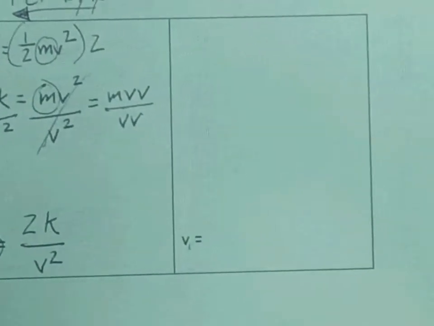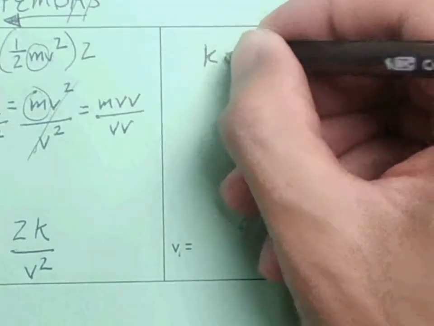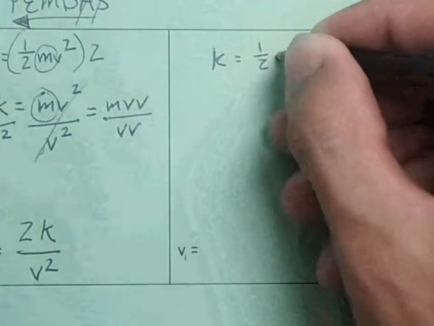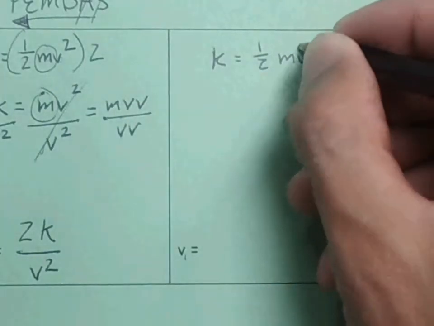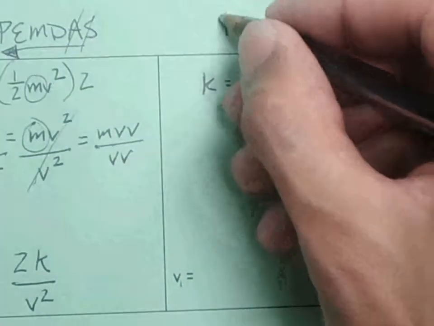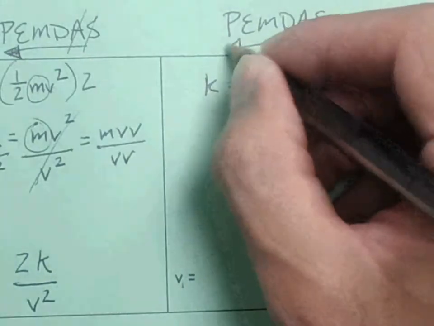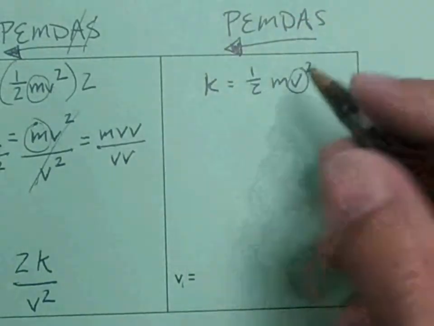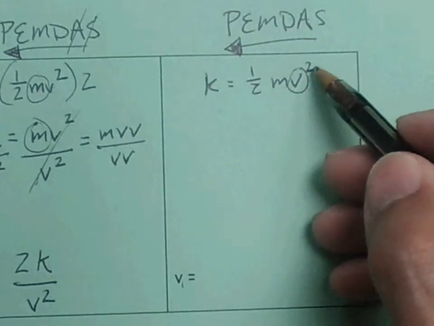So now to solve for v, remember to show your work, you must rewrite your original equation. Now your job this time is to get rid of everything except for the v. So I'm going to do PEMDAS again, but remember, do it backwards, do it in reverse. I have to get rid of the half, I have to get rid of the m, and I have to get rid of the square.